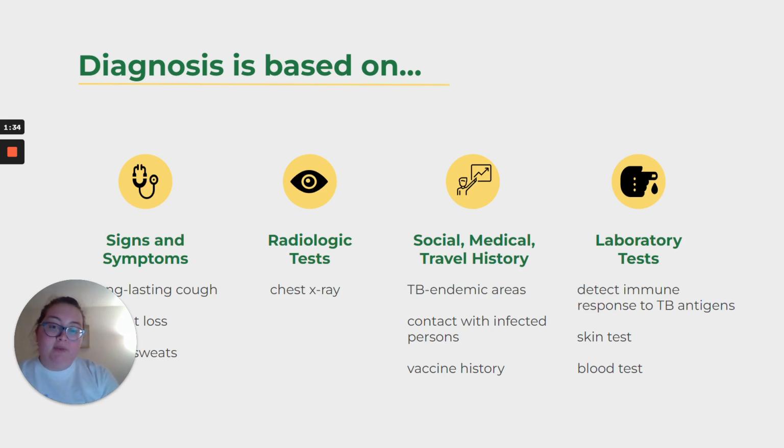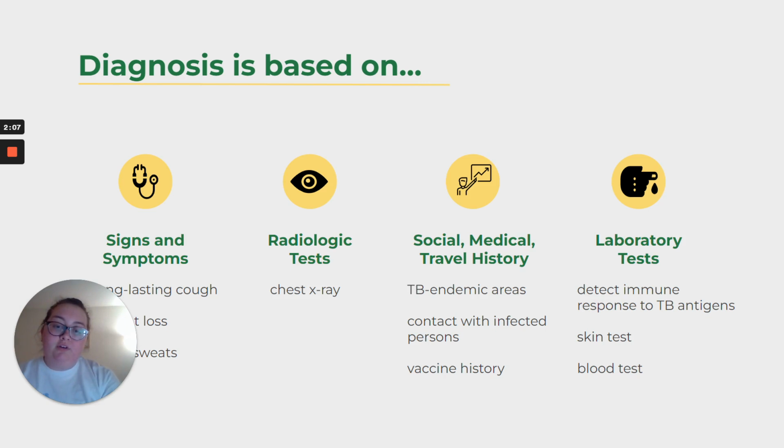And a big piece of a TB diagnosis is based on that patient's social history, their medical history, and their travel history. So populations that are living in TB endemic areas or visiting TB endemic areas are at a higher risk. Anyone that has come in contact with an infected person, and their vaccine history also plays a key role because that can cause false positive skin screening tests even though they don't have the disease.